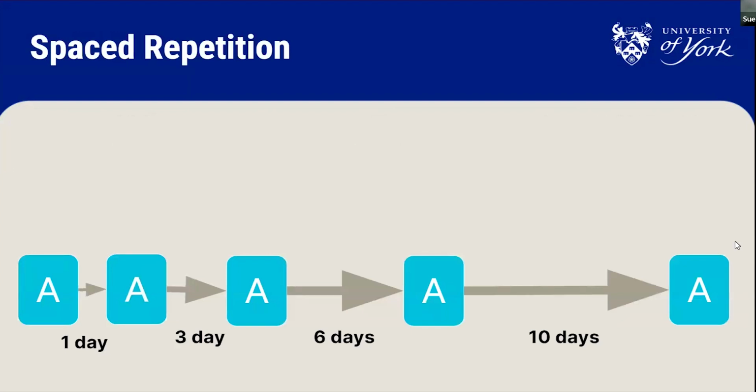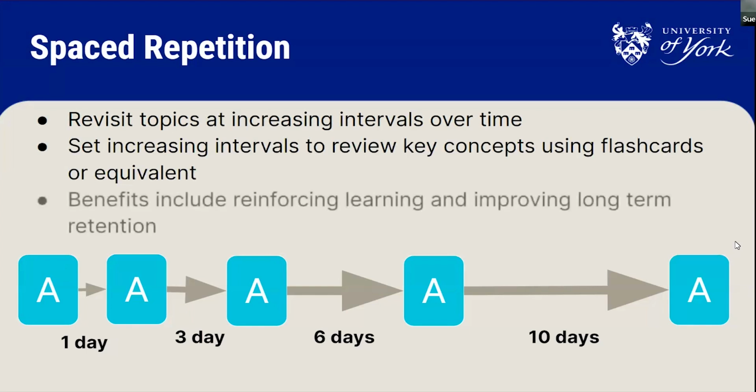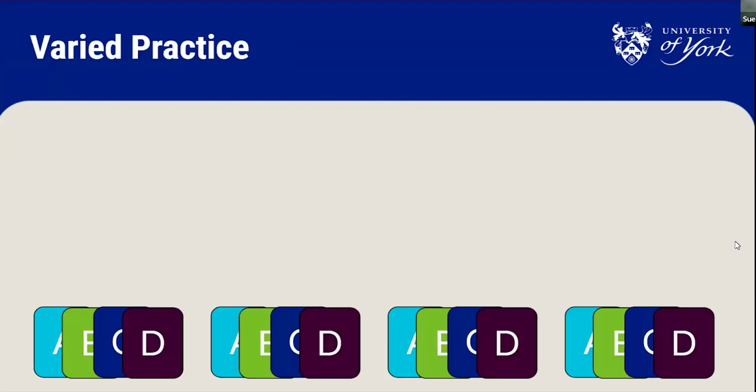Another useful method is spaced repetition, and this entails revisiting topics at increasing intervals over time. Topic A is studied on day 1, and then after a gap of a day, studied again. This topic is repeated 3 days later, and then with a gap of 6 days, and then 10 days. These are example intervals depending on the length of your revision plan. Again, you can create practice sets of questions that include a mix of different problems. The proven benefits of this spaced repetition method include reinforced learning and improved long-term retention.